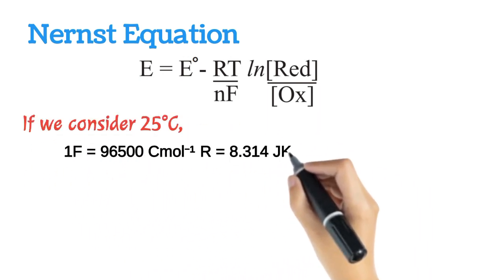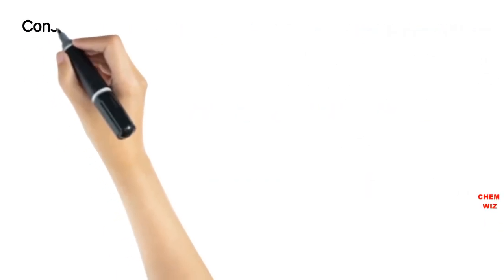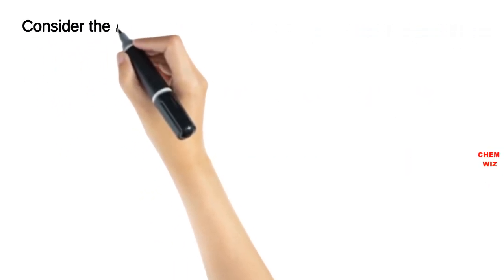At 25 degrees Celsius, the equation can be written as the following equation. Here, n is the number of electrons transferred during the reaction. Consider the following half cells.